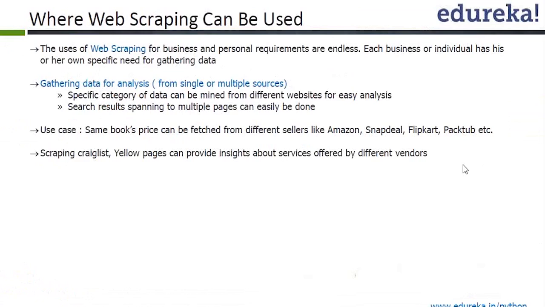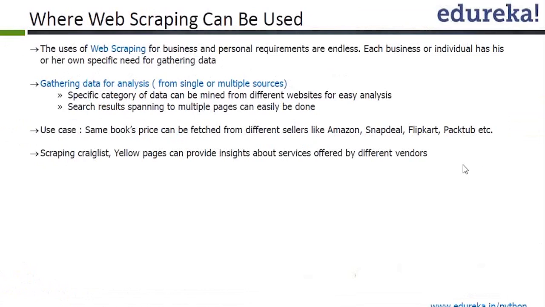Where web scraping can be used: it's used for business and personal requirements, which are endless, right? You might use it for anything. Let's say you want to know competitors' products. Let's say you are Dell and you want to know Lenovo's product and pricing, etc. You can just scrape the web and then do a comparative study and know what the pricing is for a particular model, and then do competitive pricing for those products as well.